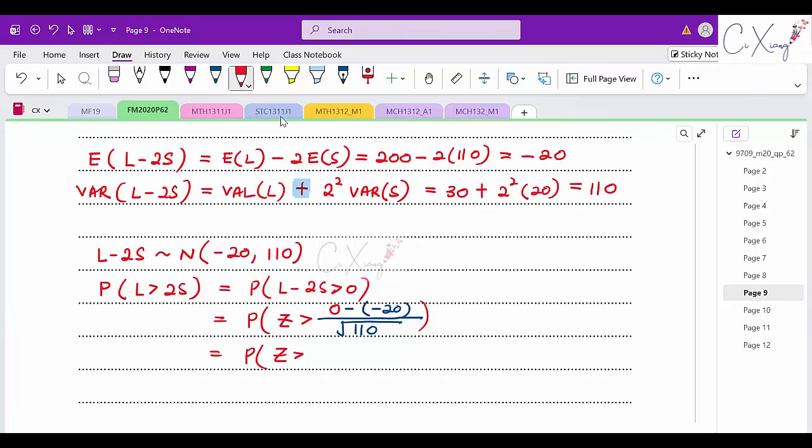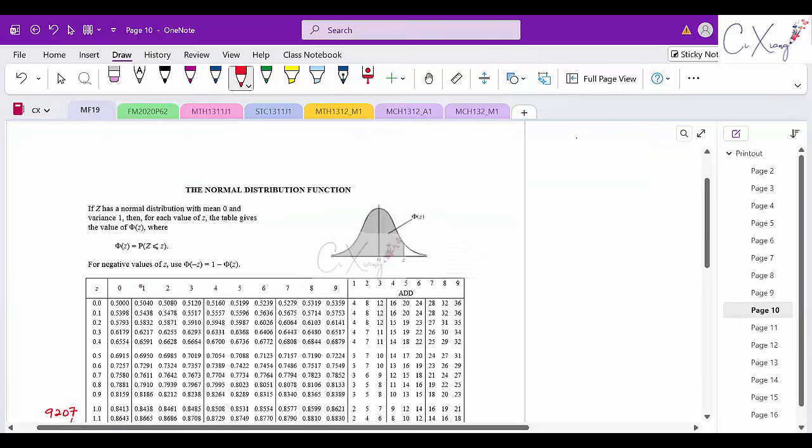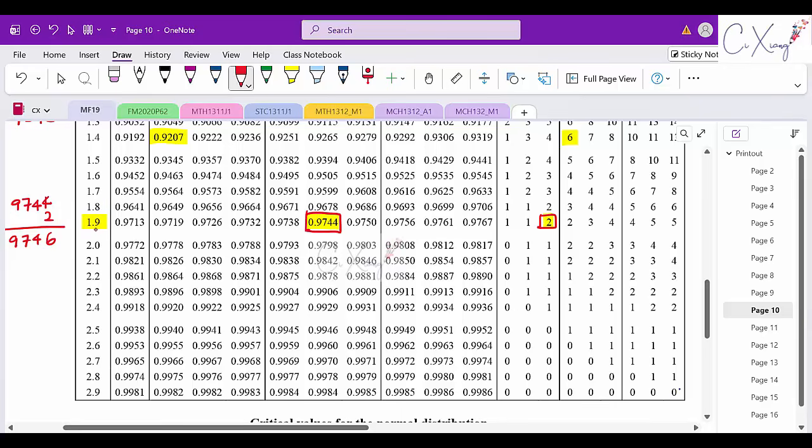Okay, so what's the value of Z that we get here? I'm getting 1.907. Then again, you have to use a normal table to help you figure out the probability. Okay, so 1 minus, I'm looking for 1.907. Okay, so 1.90.